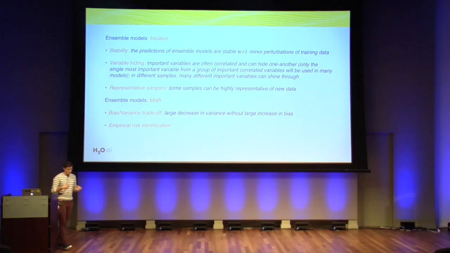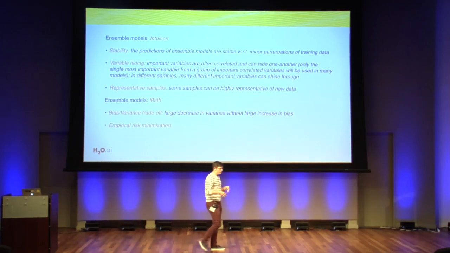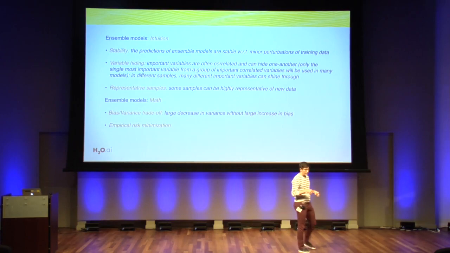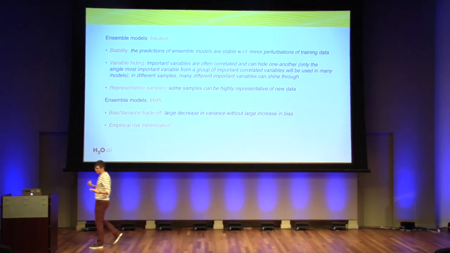Another thing, and this is a little bit more complex: if I only have one model, then I only have one guess at what the most important variables are. But when I build all these different models, we typically build them on different samples of the data. In one sample, one variable might be the most important, and in another sample, a different variable might be the most important. In that way, different important variables get to have their say on how the model behaves. Okay, so that's another reason people think ensemble models work.